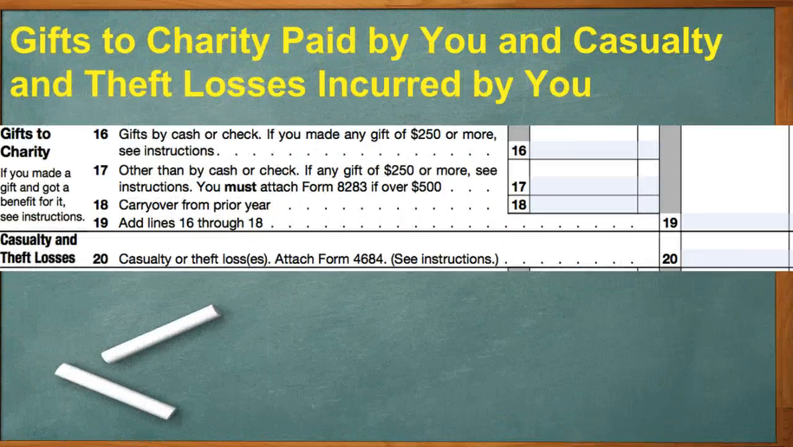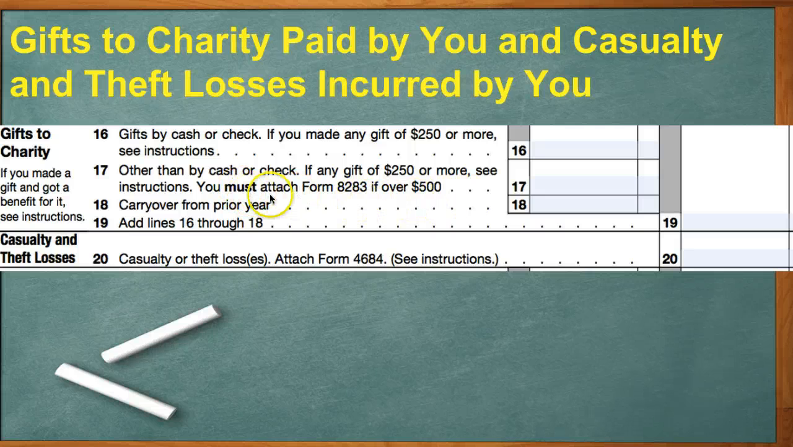Now let's look at gifts to charity paid by you and casualty and theft losses incurred by you. Well, anytime you give something to Goodwill, Habitat for Humanity, or if you give somebody a cash contribution, those are all 100% deductible, typically. It's broken apart by cash and non-cash. You just have to be careful. If you give more than $250, you have to provide additional information as far as completing more forms.